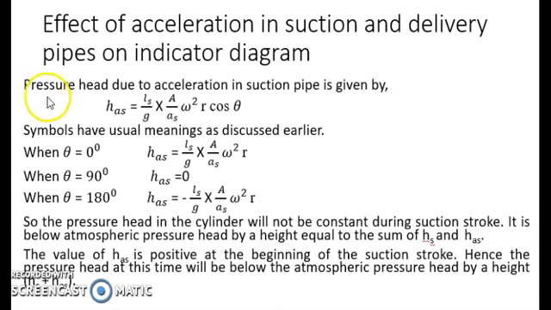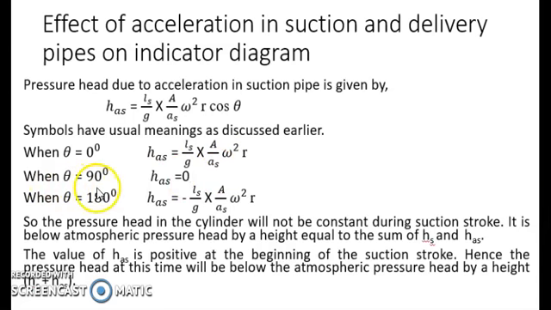We know that the pressure head due to acceleration in the suction pipe is given by h_as equal to L_s upon g into capital A upon a_s into omega square r cos theta. Symbols have usual meanings. When theta is equal to 0 degree, h_as is equal to L_s upon g into capital A upon a_s into omega square r, as the value of cos theta is equal to 1 in this case.